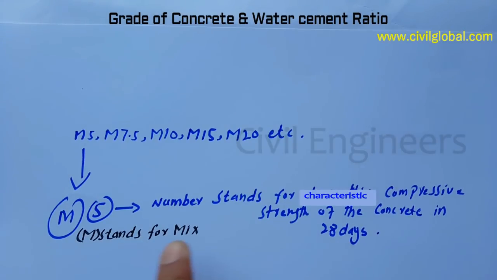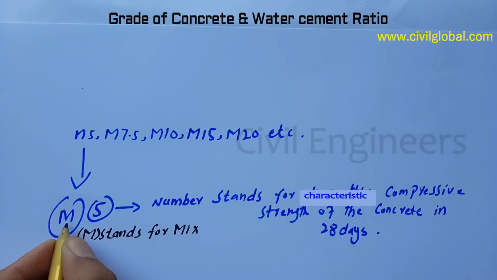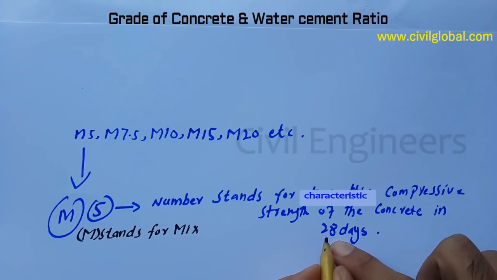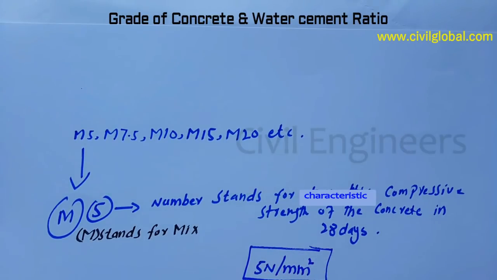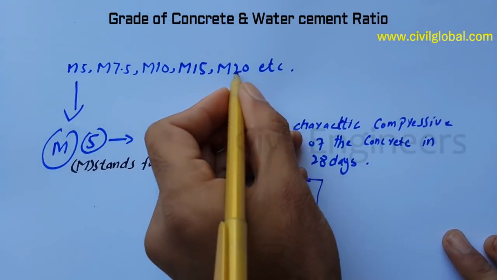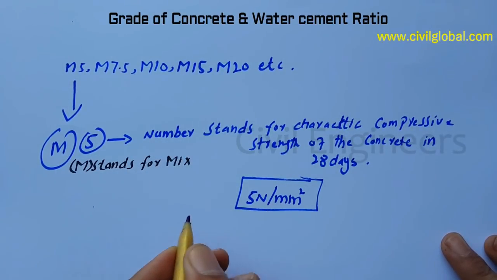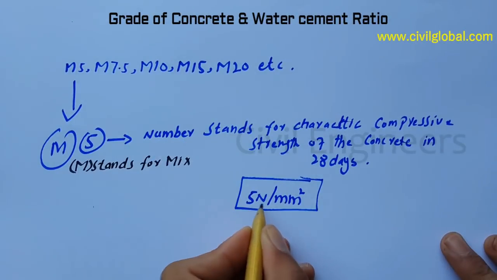So when we do M5 concrete in any construction work, for example, it will gain a strength of 5 newton per mm square after 28 days. So M7.5 means 7.5 newton per mm square. Same way, M20 must gain a strength of 20 newton per mm square after 28 days.